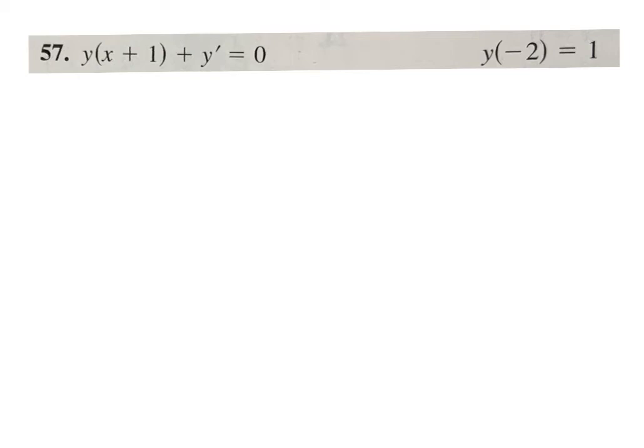So let's look at this one together. So the first thing you want to do is rewrite that y prime as dy/dx, just so you can visually see where things need to go. And then we're going to subtract that over. This piece, I'm going to subtract this whole thing over.